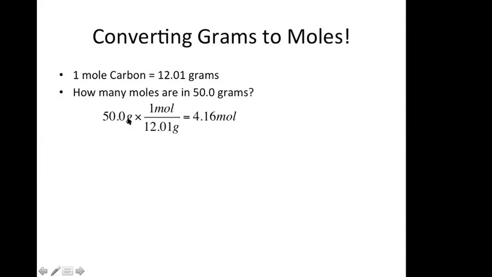And then when I have the same units on top and bottom, like I do for 50 grams and 12 grams, I can cancel those out. So I can get rid of the grams, and so I'm just left with the moles. So when I multiply this all out, I end up with 4.16 moles.